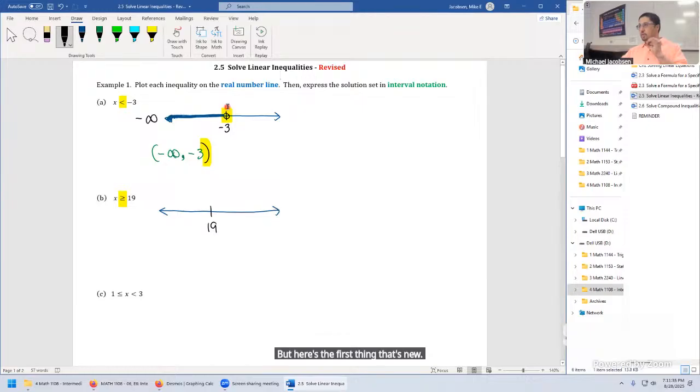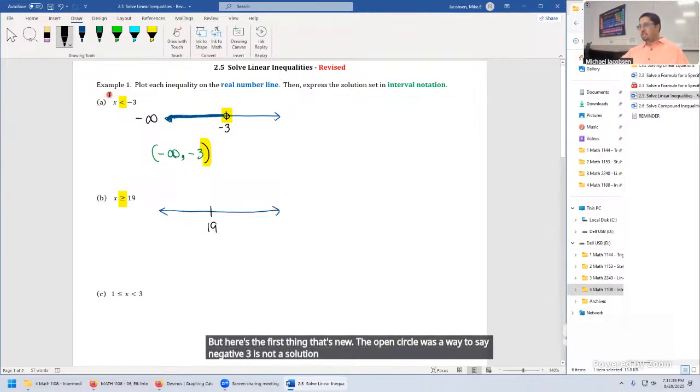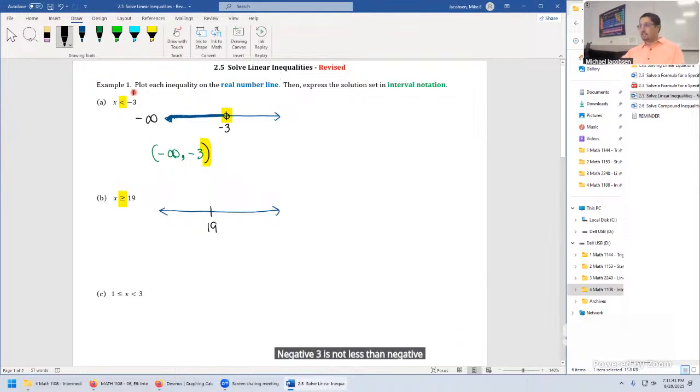The open circle was a way to say -3 is not a solution. -3 is not less than -3, it's equal to it. The parenthesis was a way to say we threw away -3, but now 19 is a solution because 19 is equal to 19. So it satisfies the question, is 19 greater than or equal to 19? So the way we say 19 is part of the solution set on a graph is through a solid dot.